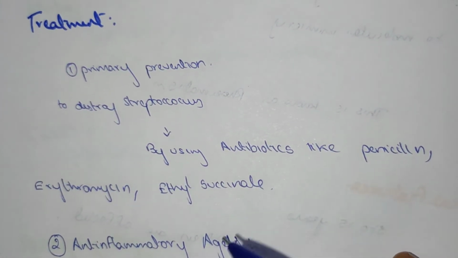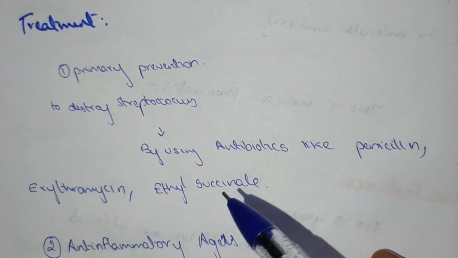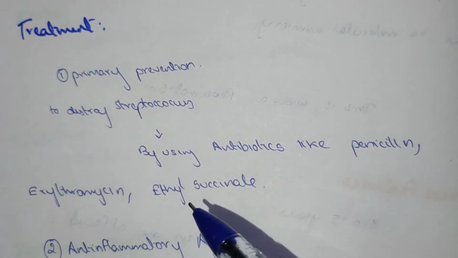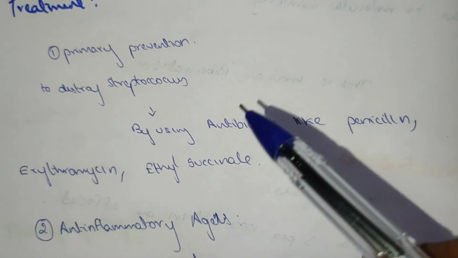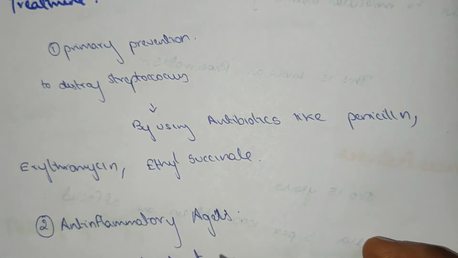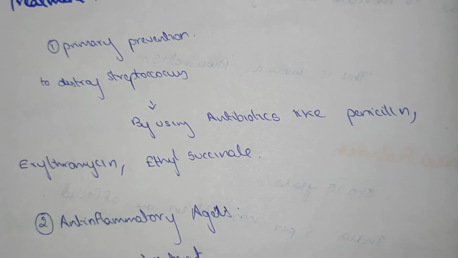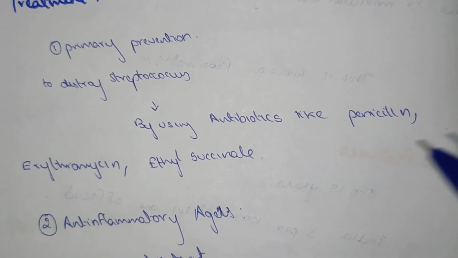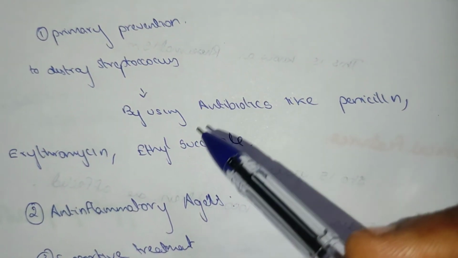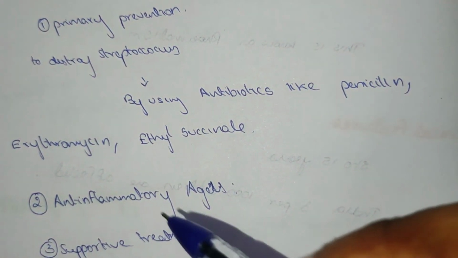Now we will see about the treatment of this rheumatic fever. First one is primary prevention, which is to destroy the streptococcus by using antibiotics like penicillin, erythromycin, and ethyl succinate. Primary prevention is mostly to destroy the primary cause. Due to the entry of the streptococcus only, this rheumatic fever is caused. So to destroy it is known as primary prevention. It is done with antibiotics like penicillin, erythromycin, and ethyl succinate.